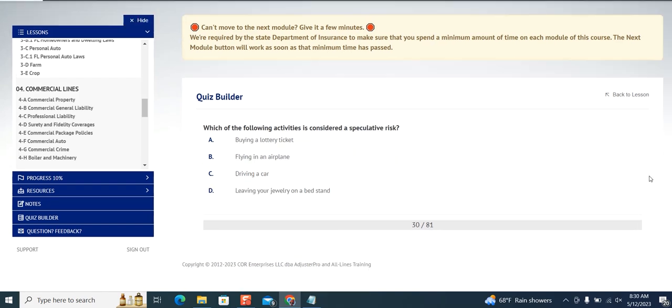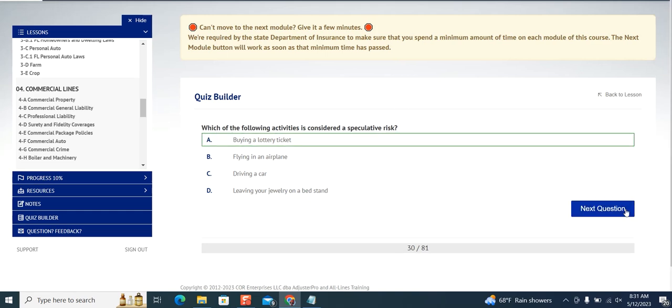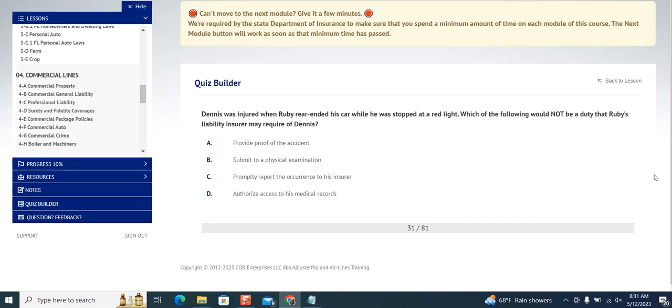Which of the following activities is considered a speculative risk? Another one of them definitions. Buying a lottery ticket, flying an airplane, driving a car, leaving a jury on the bed. Man, don't all that sound the same? Okay, you are risking that, if you buy this lottery ticket, you're hoping you're going to hit the lottery. Just keep it moving.